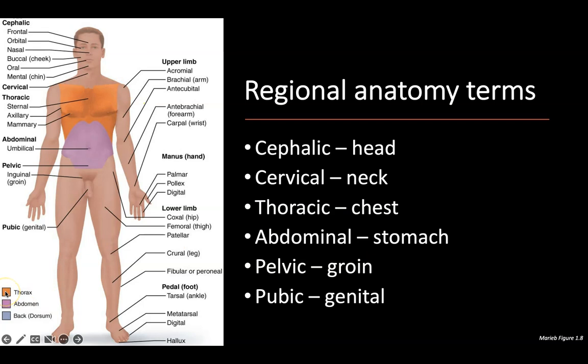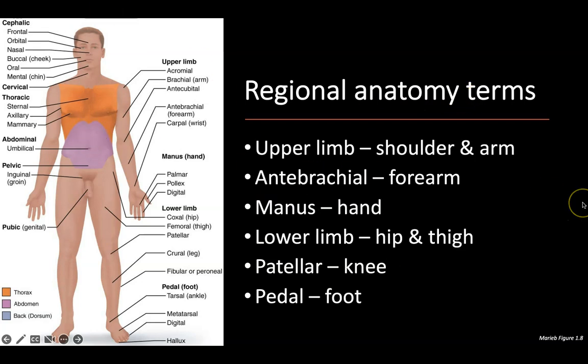That's actually highlighted here in orange. So the chest is right there, that's thoracic. Abdominal is a word that's used to refer to things surrounding the stomach. So your abdomen, it's shown here in purple. Pelvic has to do with the groin region, and pubic has to do with the genitals. So these are anatomical terms you can see at the front of the body.